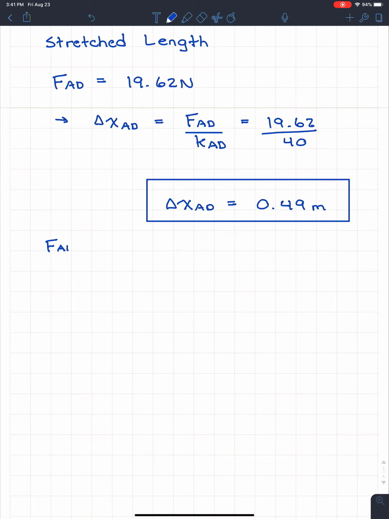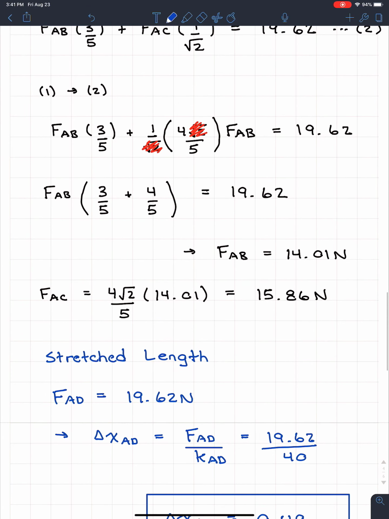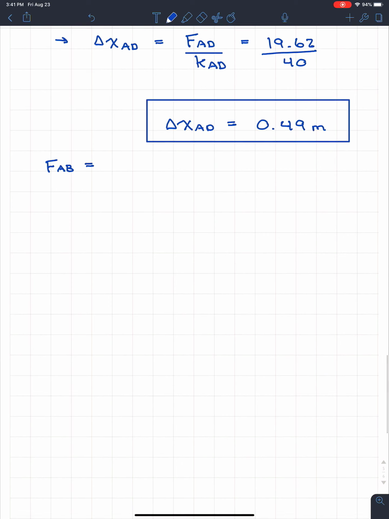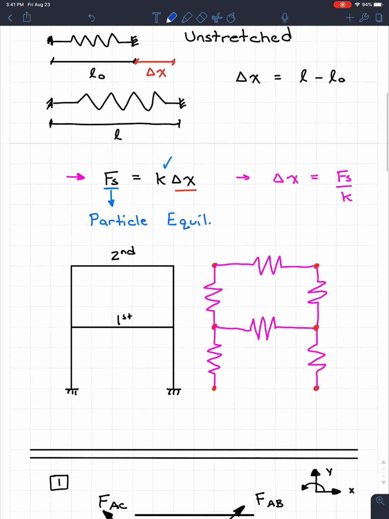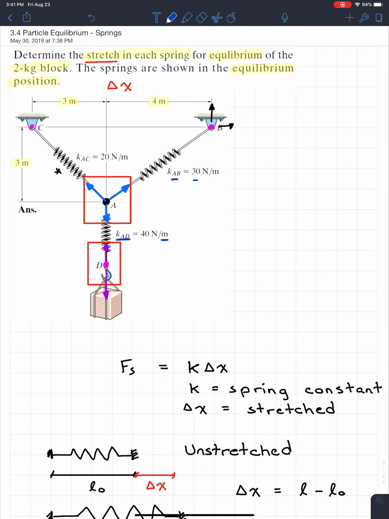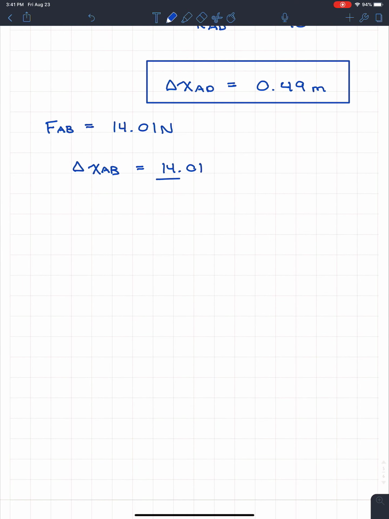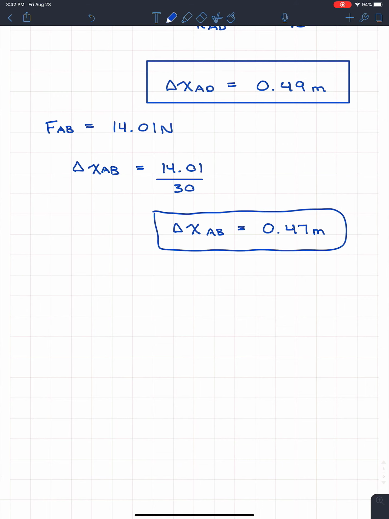So let's go FAB. And what we're going to do is find out what that's equal to. If we look up, we know that FAB is equal to 14.01 newtons. And then what we can do is delta X AB is equal to 14.01 divided by KAB. If we look up to the very top, our KAB is actually going to be equal to 30. So 14.01 divided by 30. And what we're going to get is delta X AB, so the stretch length on AB, is equal to 0.47 meters. I'm just going to put a box because this is the final answer.